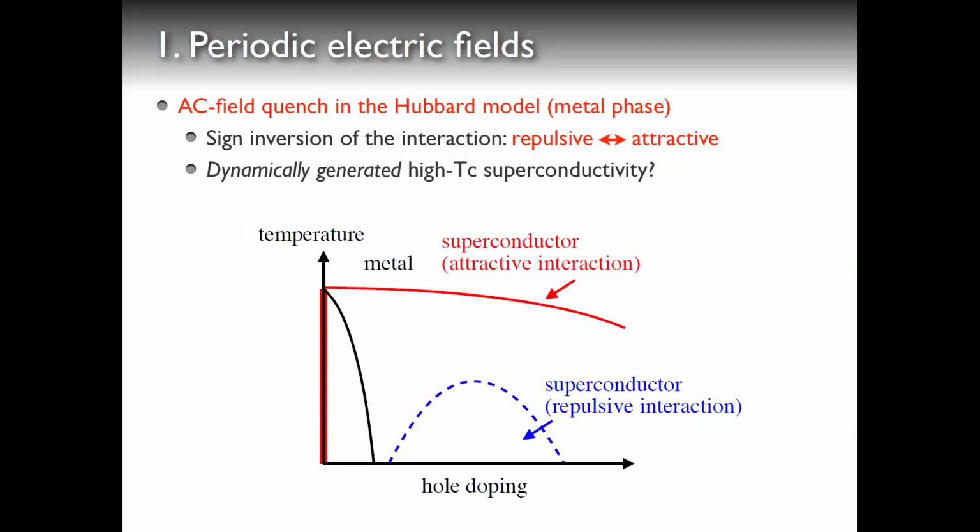And that's an interesting prospect, because we know that the TC in the attractive Hubbard model is far higher than the TC in the repulsive Hubbard model, at least one order of magnitude higher. So if we could switch the interaction in a correlated electron system to attractive, we would expect a potentially very high temperature superconducting state.